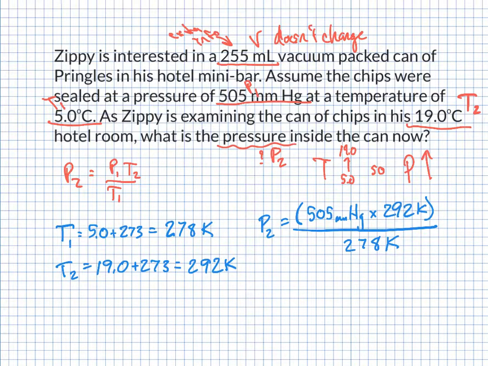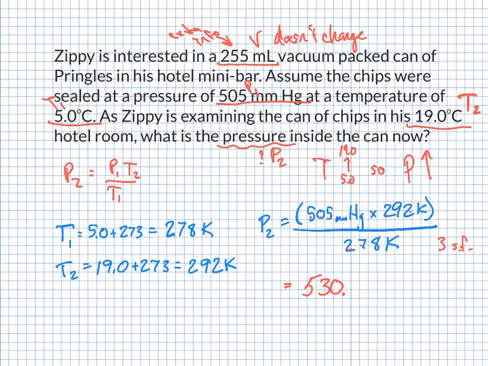Let's do a quick sig fig check here. 1, 2, 3, 1, 2, 3, 1, 2, 3. So I'm going to round my answer to 3 sig figs at the end. That's easy. In my calculator, open a parentheses, 505 times 292, close parentheses, divide 278 equals, and I'm going to have to round that to 530 to show 3 significant figures. That's a decimal point there. Do not put a 0. If you put a 0, that would add another significant figure.